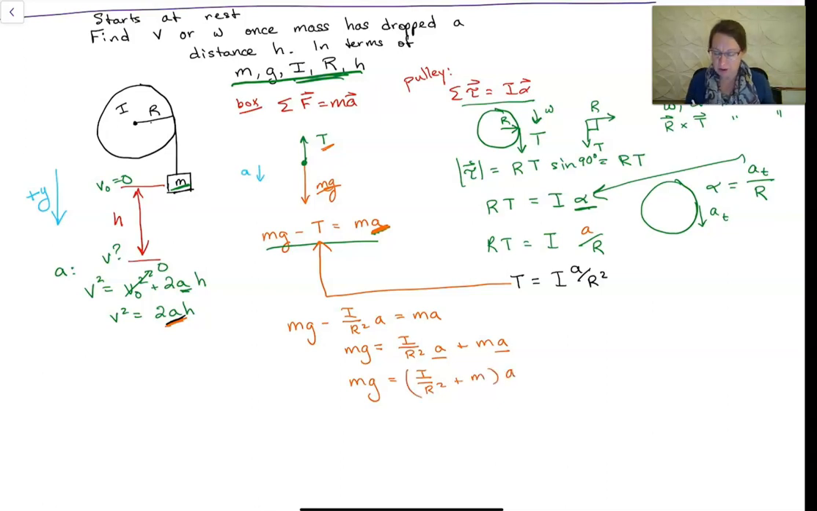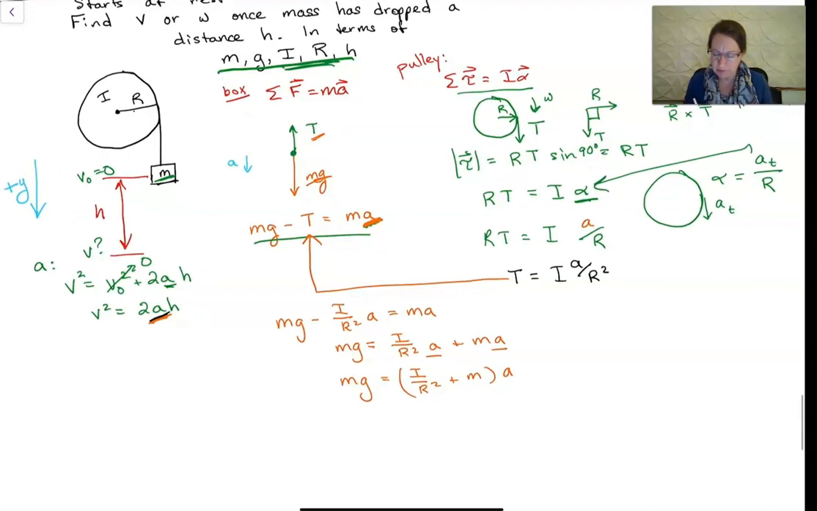Notice the units are okay because moment of inertia, this I, is mass times a radius squared with some factor depending on what kind of shape this disk is. So this has units of kilograms, and this has units of kilograms. So that's all good, okay? Which means this right side is newtons and the left side is newtons. And so I can solve this to give me my acceleration is equal to mg all over m plus I over R squared.